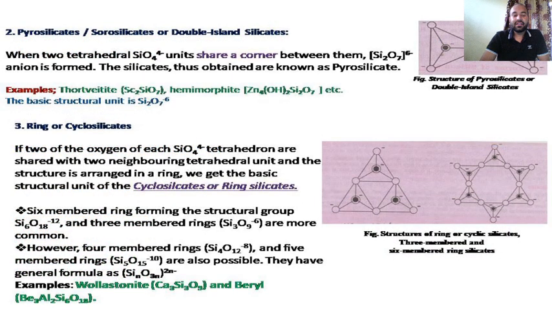Our second type of silicates are pyrosilicates or sorosilicates or double island silicates. These pyrosilicates or sorosilicates involve the sharing of only one oxygen atom or only one corner with the neighboring SiO4 4- tetrahedral units. For example, thortveitite and hemimorphite are pyrosilicates.